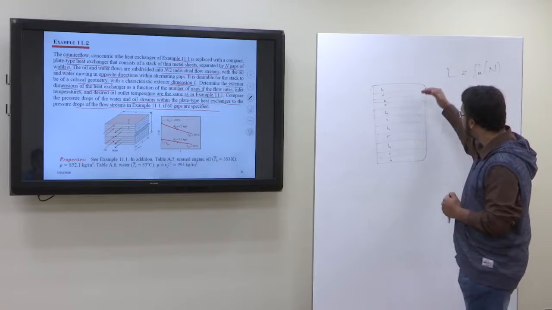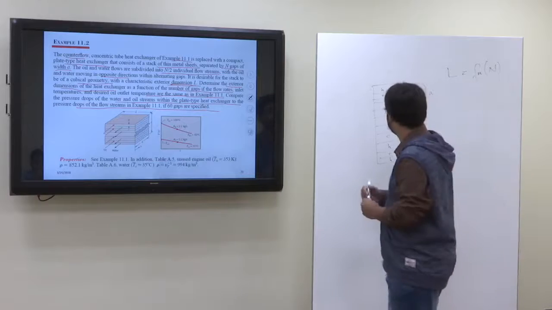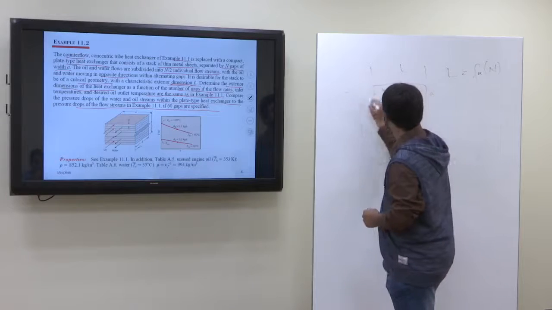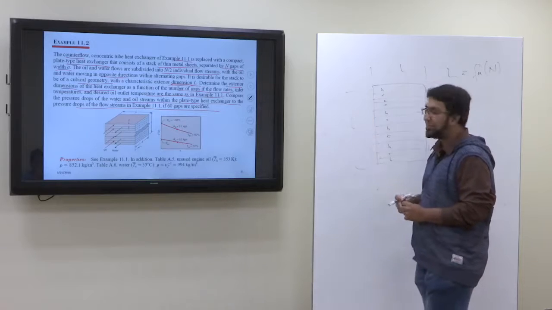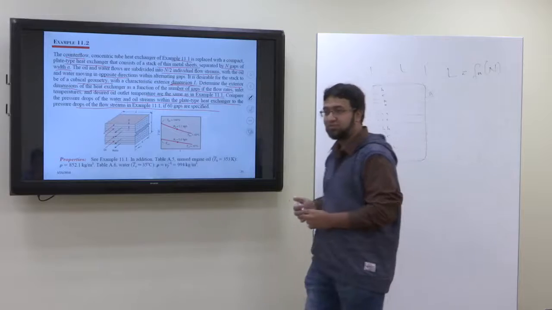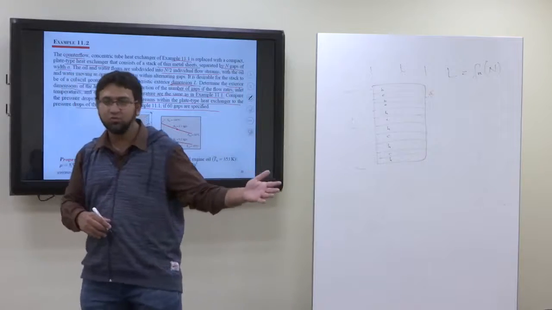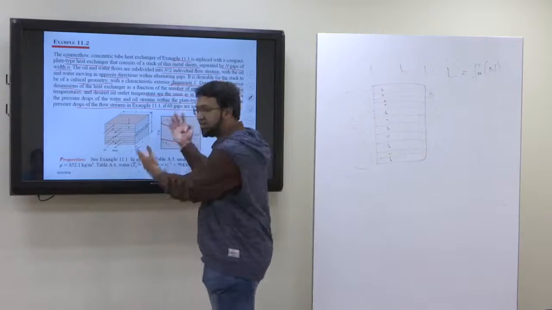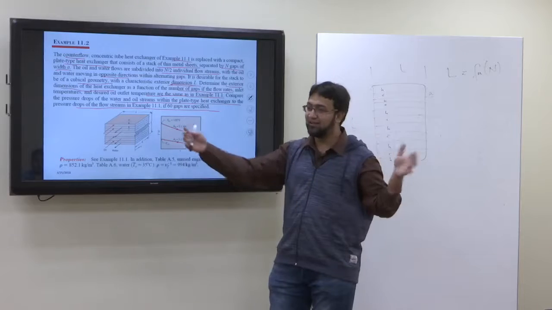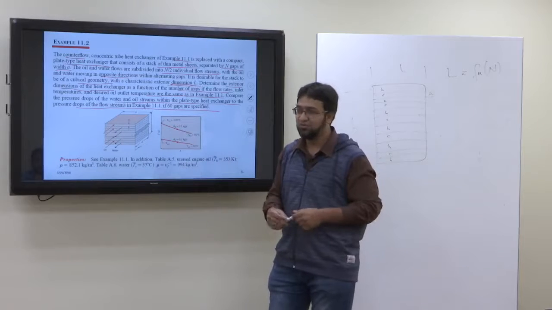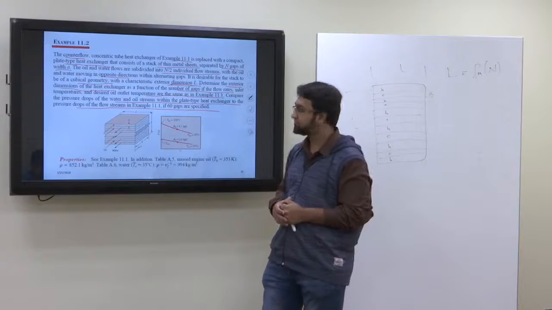N is the number of gaps, total number of gaps. L is the characteristic length. So this is L, this is also L, and in the third dimension it's also L. Do you understand the problem statement or not? Yes. So now instead of using a concentric tube counterflow heat exchanger, we want to use the plate type heat exchanger. There we also wanted to find L, the length of the concentric tube. And now here we also want to find the length.